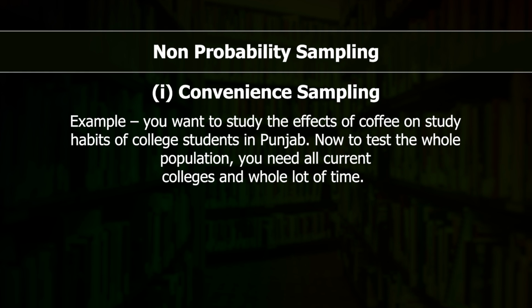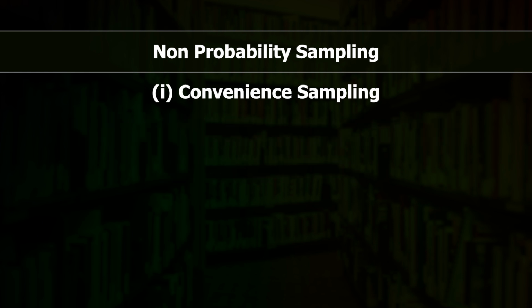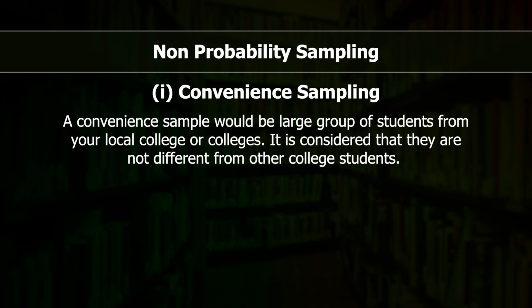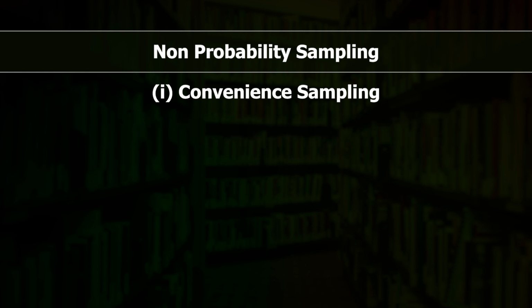For example, you want to study the effects of coffee on study habits of college students in Punjab. Now, to test the whole population, you need all current colleges and a whole lot of time. A convenience sample would be a large group of students from your local college or colleges. It is considered that they are not different from other college students.